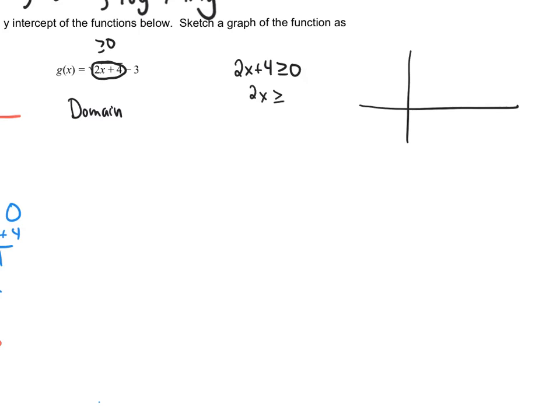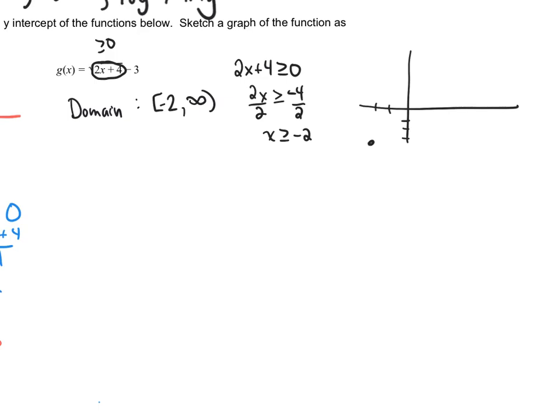If I solve that, I'll subtract 4, and I'll divide by 2, so x is greater than or equal to negative 2. So the domain is all values bigger than or equal to negative 2. So negative 2 is my smallest, and it gets as big as you want, so we'll go to infinity. Now range is going to be pretty tricky, so that's where the graph might come in handy.